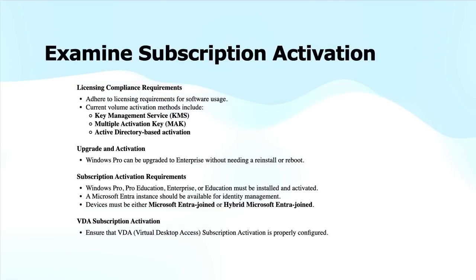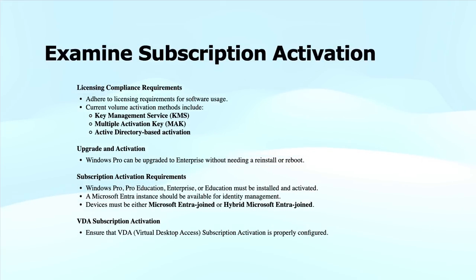This method leverages Active Directory to activate Windows devices when they are connected to the network, making this activation seamless for domain-joined devices. Windows Pro can be upgraded to Enterprise without reinstall or reboot as well. You can upgrade from Pro to Windows Enterprise without having to reinstall the operating system or rebooting the device. The upgrade is smooth and does not require a fresh installation. That is beneficial for businesses needing additional features without downtime.